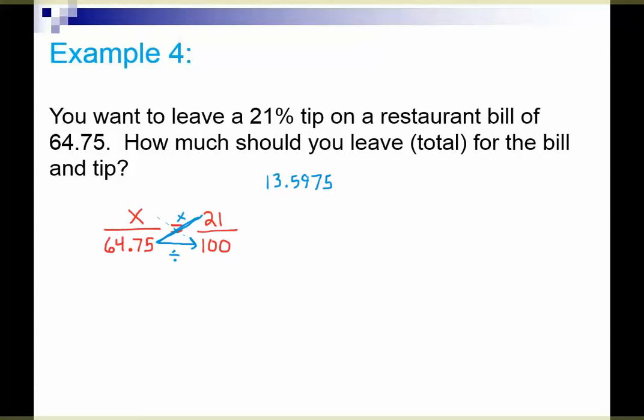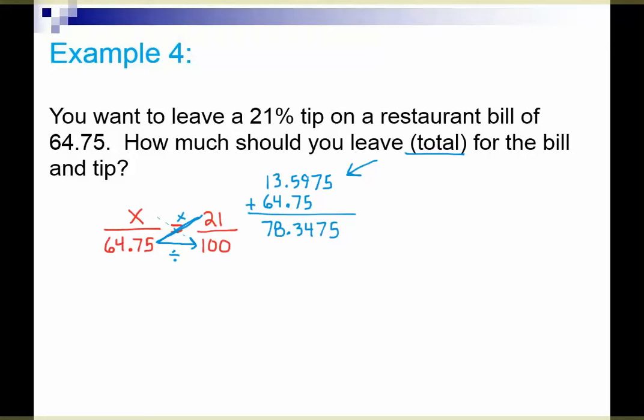Go back to the question. Remember, the question says, how much should you leave total for bill and tip? So this part represents the tip, but we also have to leave the amount of the bill as well as the tip on top of it, right? So you're going to take this and add it to the 64.75. That's what you want to do in your calculator. And I believe when you do this, you're going to get something like 78.3475, and this is the number that you are allowed to round.